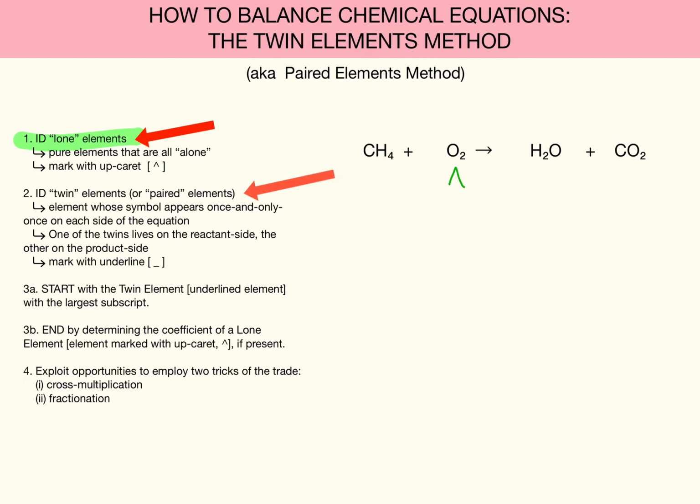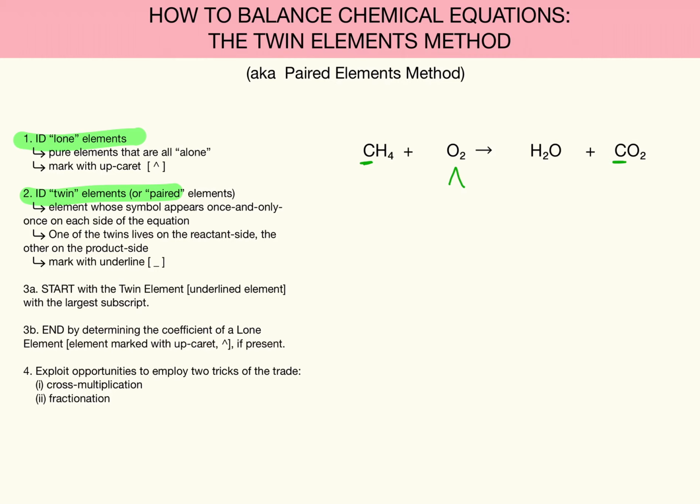The second species that you want to identify is where the name comes from, the twin elements. And a twin is two things that are identical. So here we go. Looking at this equation, is carbon a twin? Yes, it is. It appears once and only once on the reactant side and once and only once on the product side. Since there are only two of them, and since they are identical, we refer to them as twins. And what I found is a great help is to underline every twin element, because I'm going to come back and use that information later, and I don't have to rethink it. I just look to see what I've underlined.